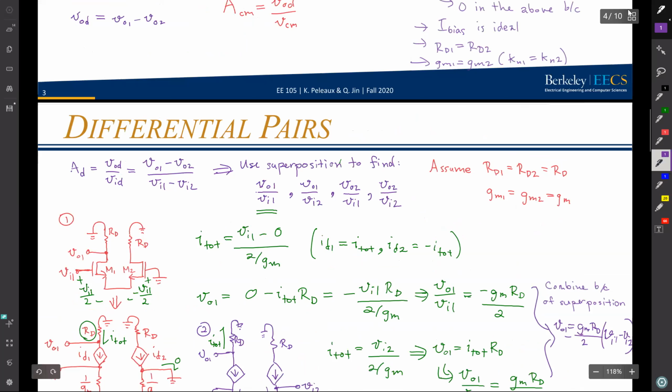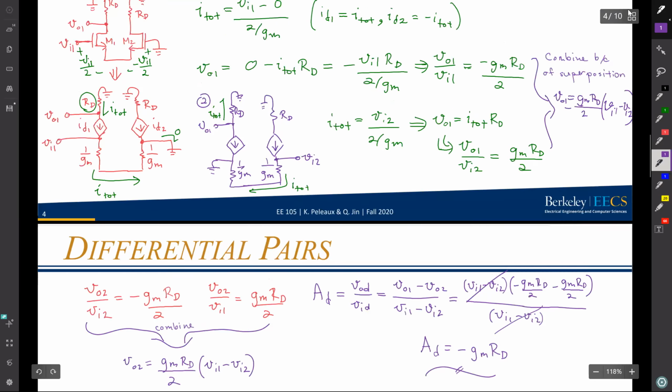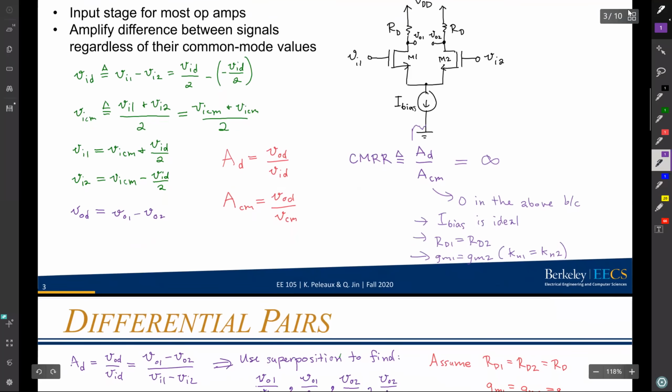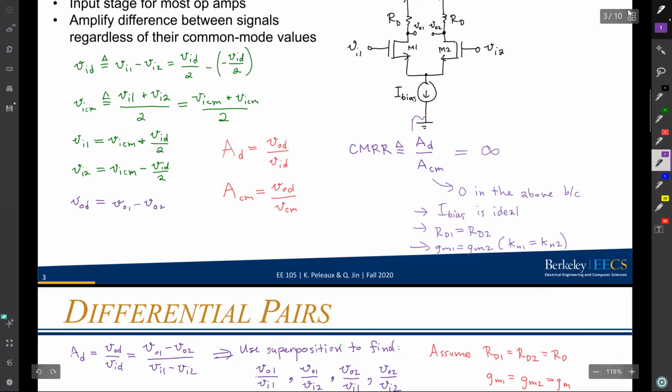Real quick, I want to just cover a scenario in which they would not be the same. The first most obvious scenario is if RD1 is not equal to RD2 or GM1 is not equal to GM2, then you could find out the different gains for the two different branches, right? Because the gain depends on GM and RD. And so if the GMs and RDs are different, then I'll get slightly different gains. That means I'll have slightly different outputs at VO1 and VO2. And so I'll have some differential output that's non-zero.